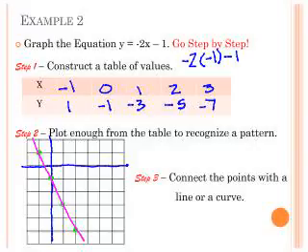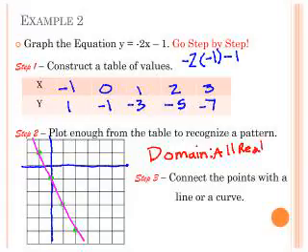Now another key piece of this is you'll be asked things like, what is the domain of this function? Since we have an equation where it says y equals, we know that we can plug pretty much anything into that x, right? So when we plug those in, we know that it'll generate an answer for us, so that our domain for this one will be all real numbers.